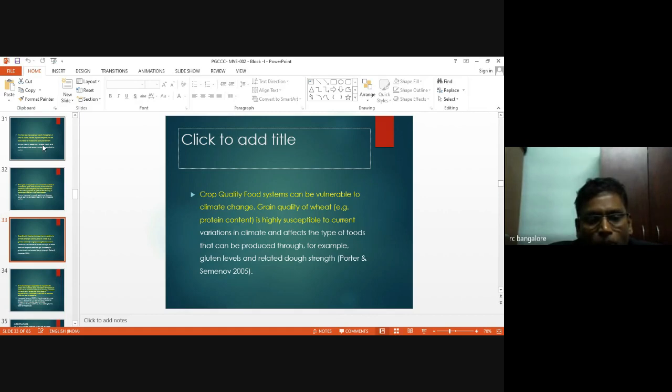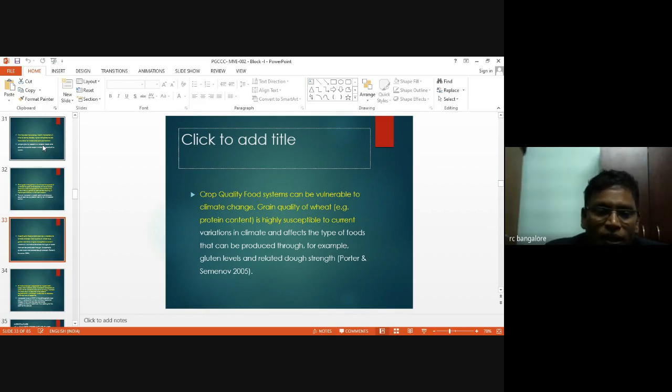Further, the crop quality and food system can be vulnerable to climate change. Not only will crop production and productivity be affected by this environmental impact, but also the crop quality, that means the food product is also vulnerable to climate change.